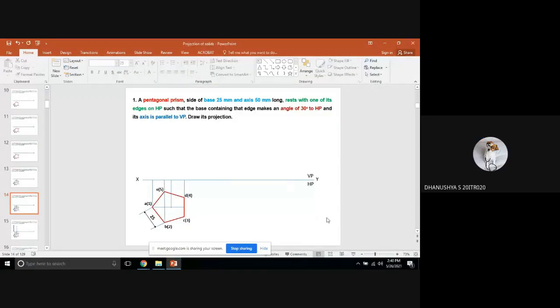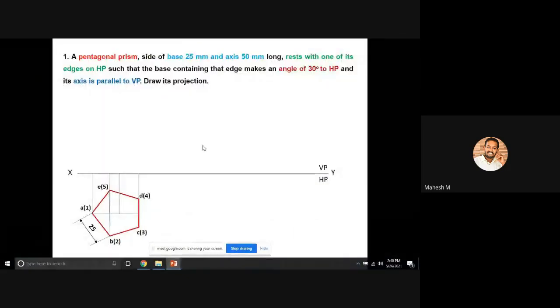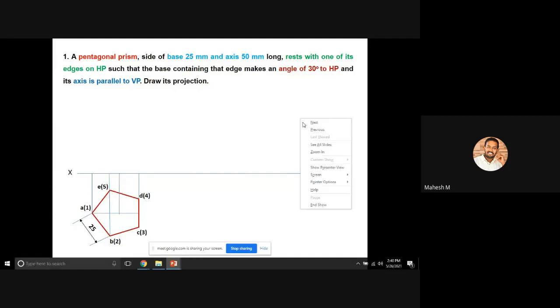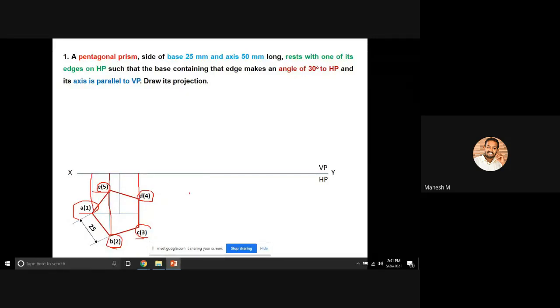Yes, sir. Okay. So I already told you that you have to name each and every corner with two names. One is A of 1, the next is B of 2, C of 3, D of 4, then E of 5. You have to project these five corners towards the reference line. These are all the projection lines from each of the five corners. You have to project up to this reference line.